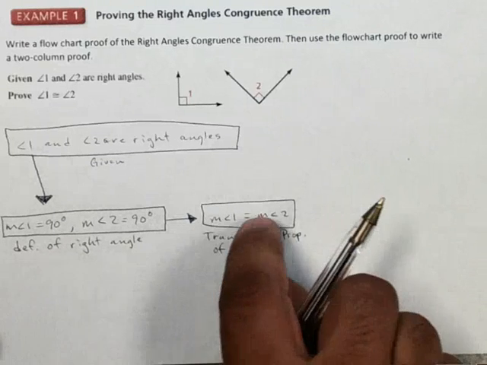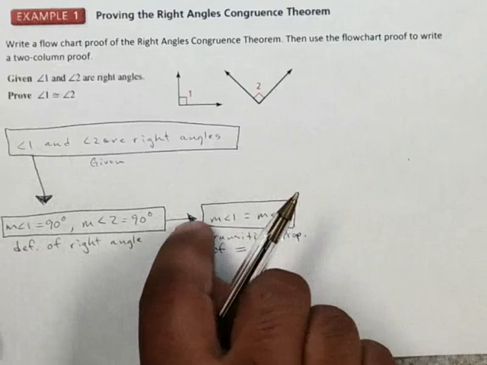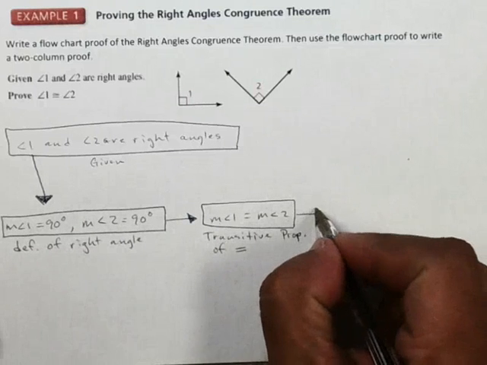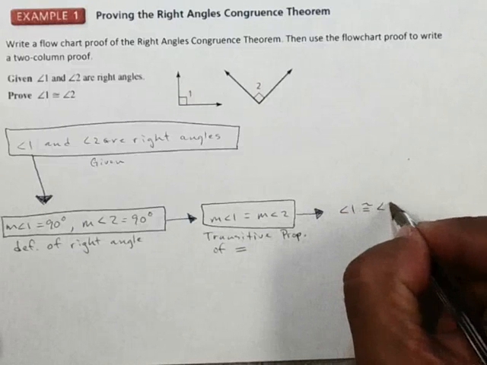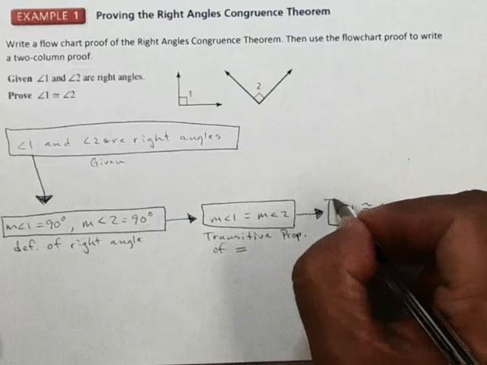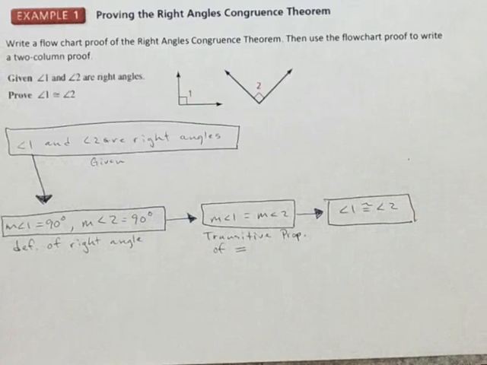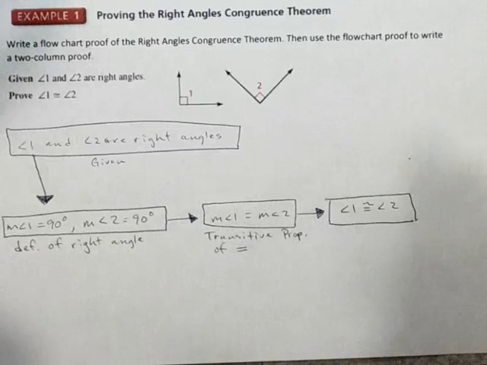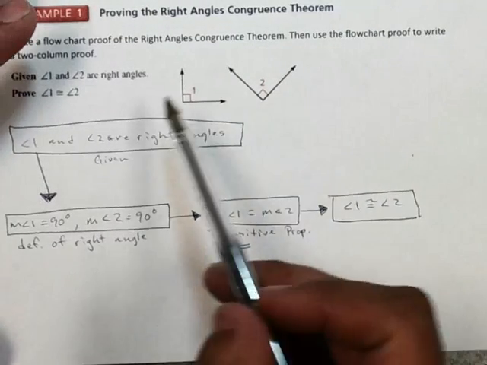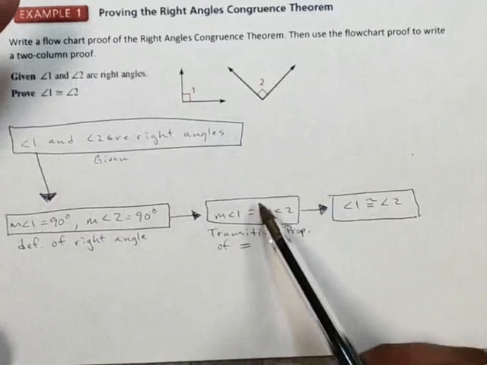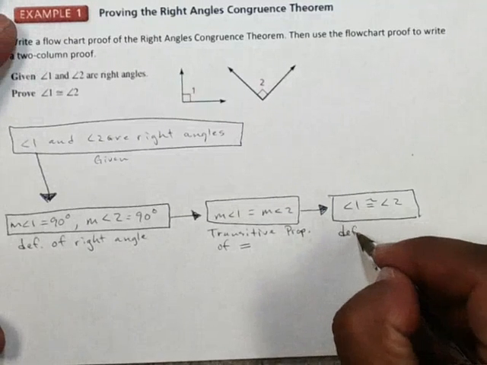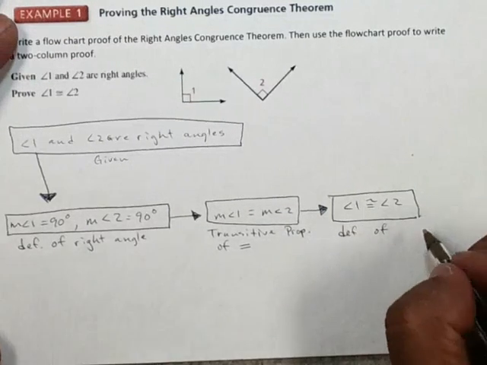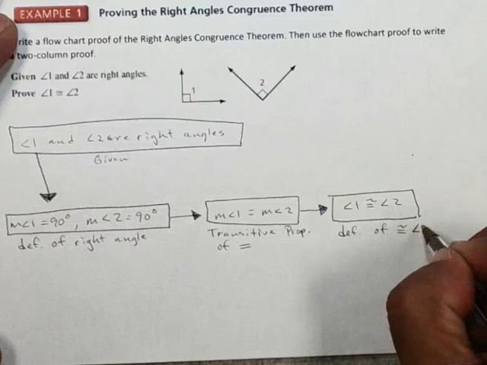Now, because I know that they're both the same angle measure, I can say that they are congruent. That must mean that angle 1 is congruent to angle 2, because that's how we define congruence. If they're both angles and they both have the same size, the same angle measurement of 90 degrees, then they must be congruent. So that would be the definition of congruent angles.